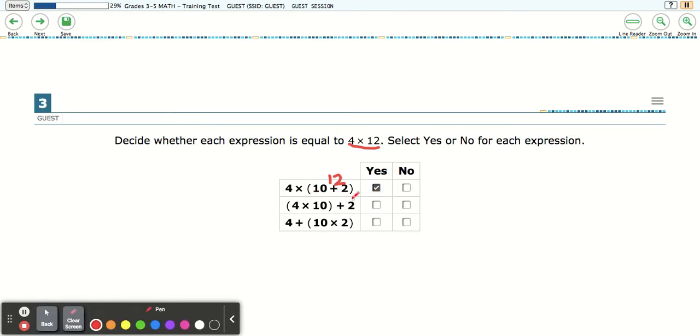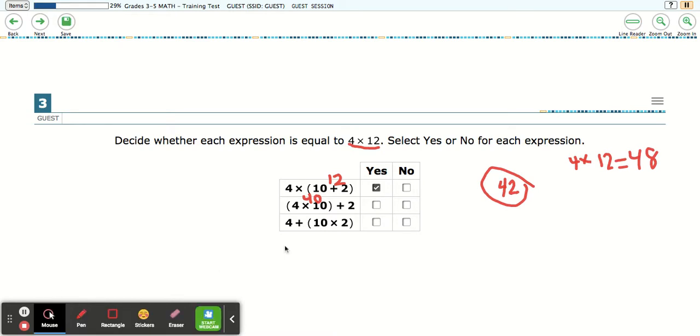4 times 10 plus 2. Well, if I do 4 times 10 first, I get 40 plus 2, 42. So I'm going to have to maybe this time actually solve 4 times 12 just to be sure. All right? So 4 times 12. You can do this in lots of ways, but I know 10 times 4 is 40, 2 times 4 is 8, so I know 4 12s is 48. If 40 plus 2 is 42, I know this is an incorrect expression.